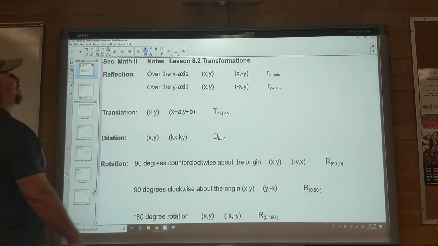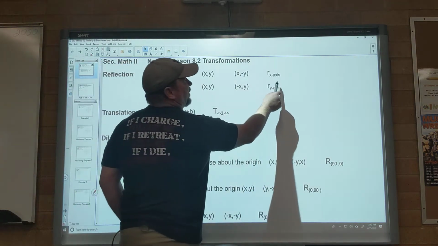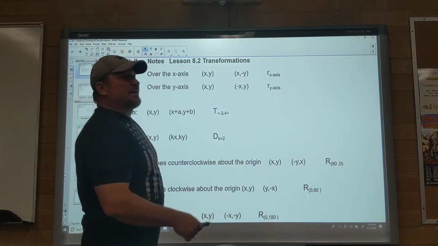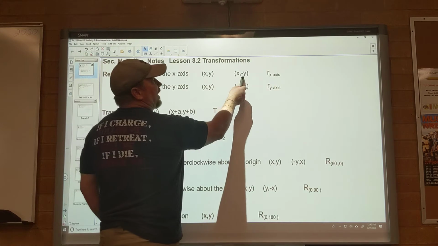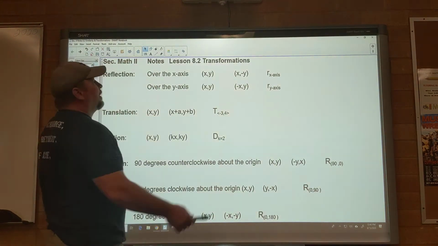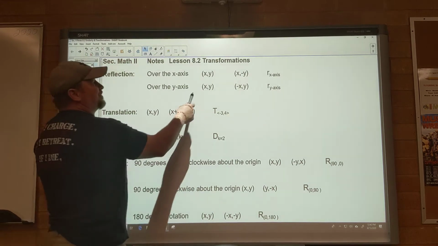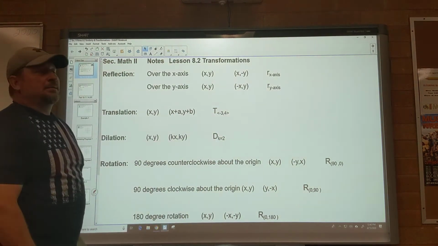So I'm going to review with you real quick reflections. Reflections, this is like some terminology for it. So if you saw lowercase r and then x-axis, they want you to flip it over the x-axis. Well, how do you do that? You change the y sign on the ordered pair. Flipping something over the y-axis. Well, how do you change the ordered pair? You change the sign on the x value.